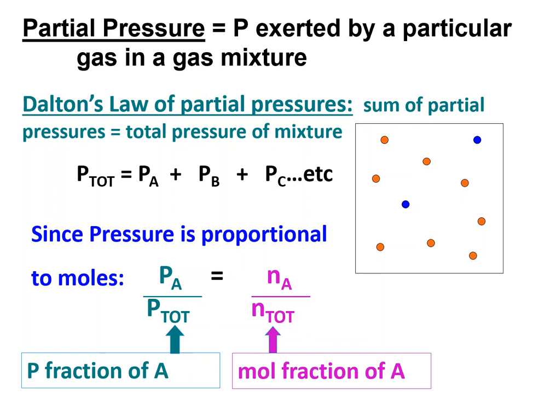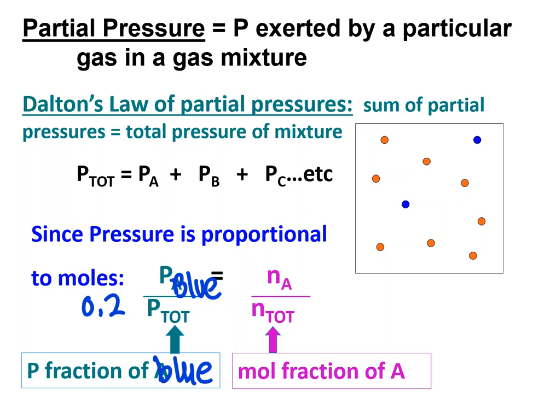Let's consider this equation down here, and let's make A the blue particles. So when we say the pressure due to blue divided by the total pressure, that number we said was 0.2, because the fraction of the pressure that's due to blue is 0.2. And so we say that's the pressure fraction for blue.